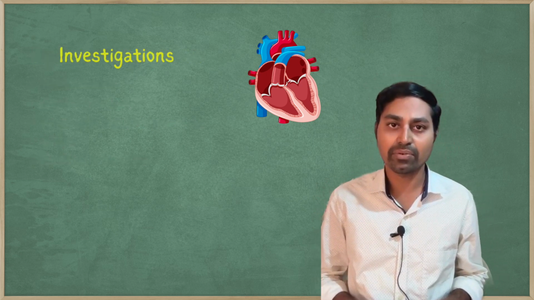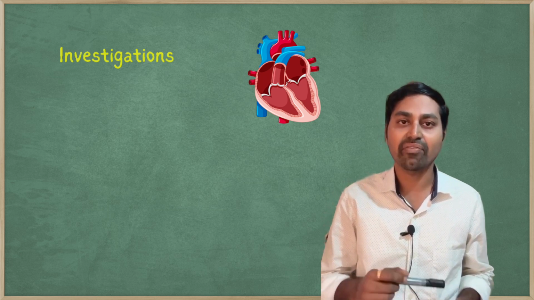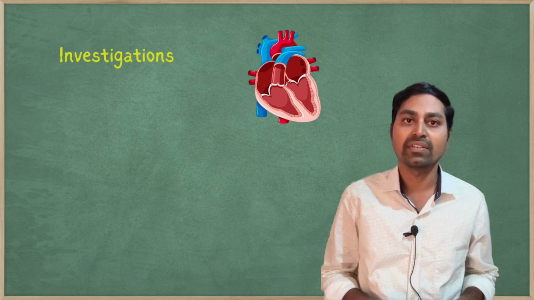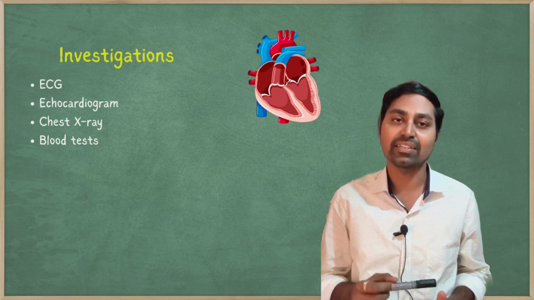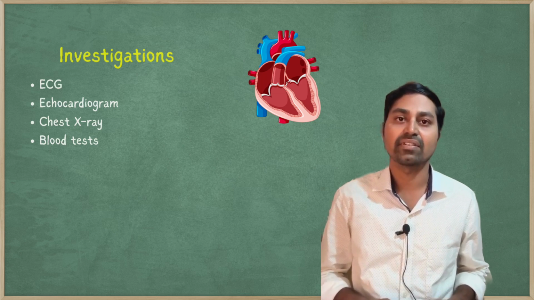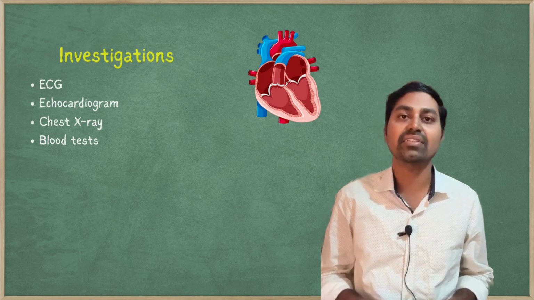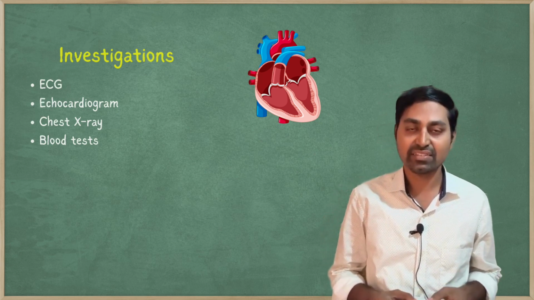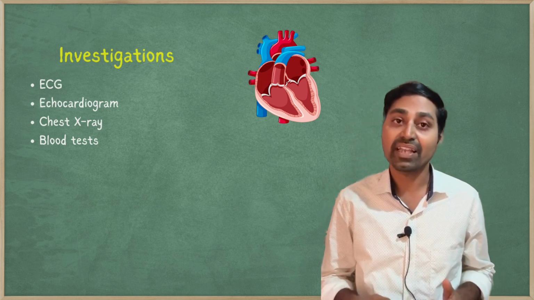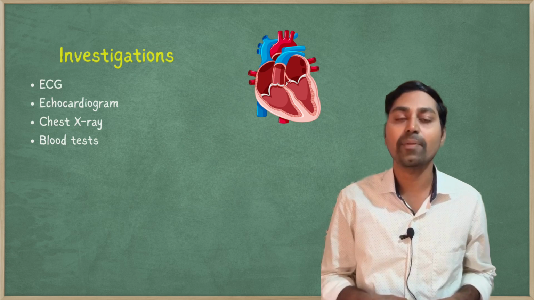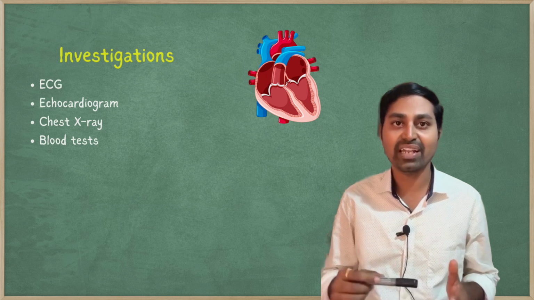Next, we will move on to investigations, means the tests which are needed for diagnosing heart failure. They include ECG. ECG shows heart rhythm, how the heart is beating. Then echocardiogram. Echocardiogram is done to know the ejection fraction of the heart. The normal ejection fraction is 55 to 70%. In case of heart failure, it will be less than 40%. Then chest X-ray, that shows fluid collection in the lungs.